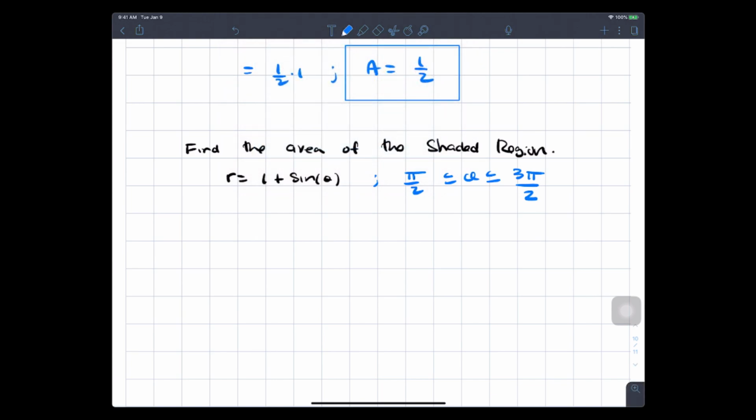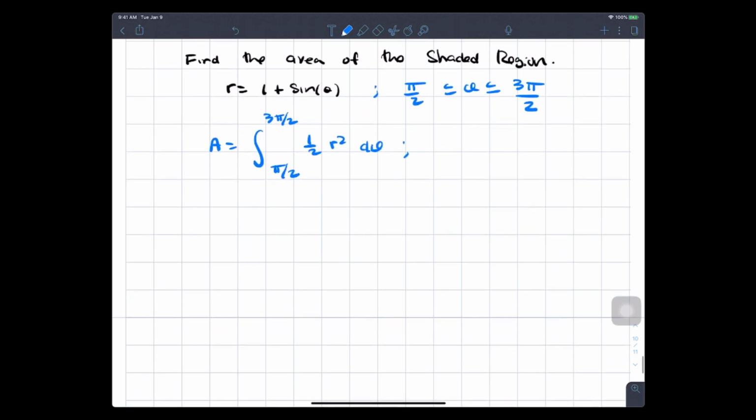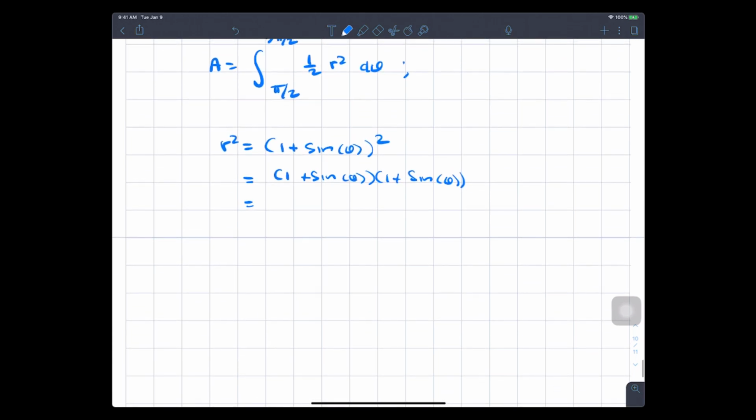Okay, my formula is the integral from pi over 2 to 3 pi over 2 of 1/2 r squared d theta. Now your r squared becomes 1 plus sine theta squared. Of course, you get to use some algebra: 1 plus sine theta times 1 plus sine theta. We're going to use FOIL: 1 plus 2 sine theta plus sine squared theta.